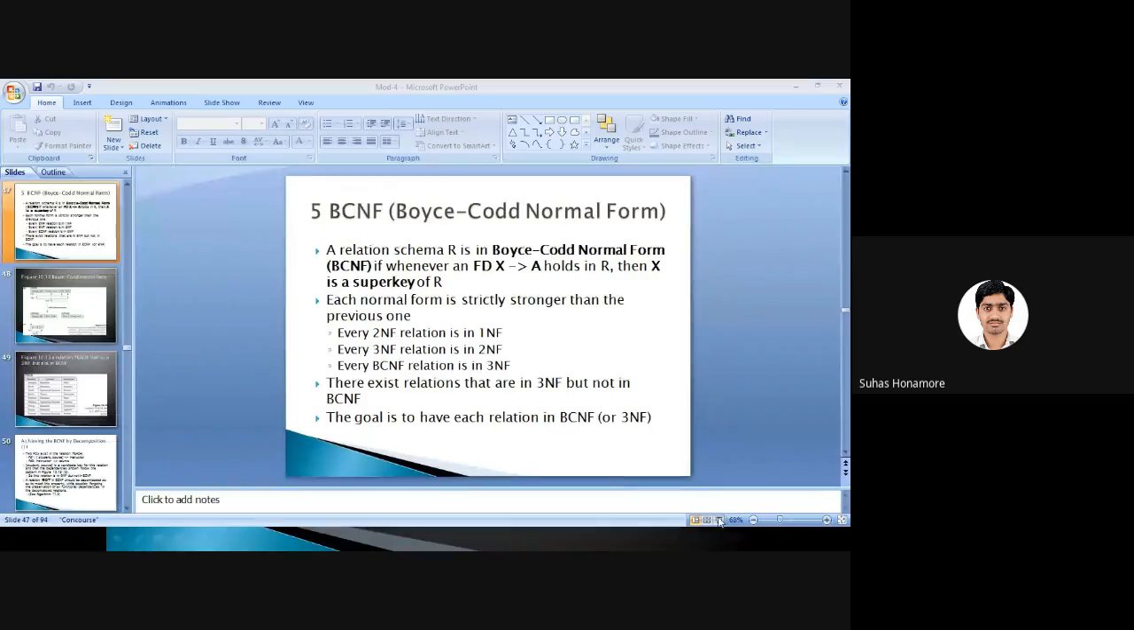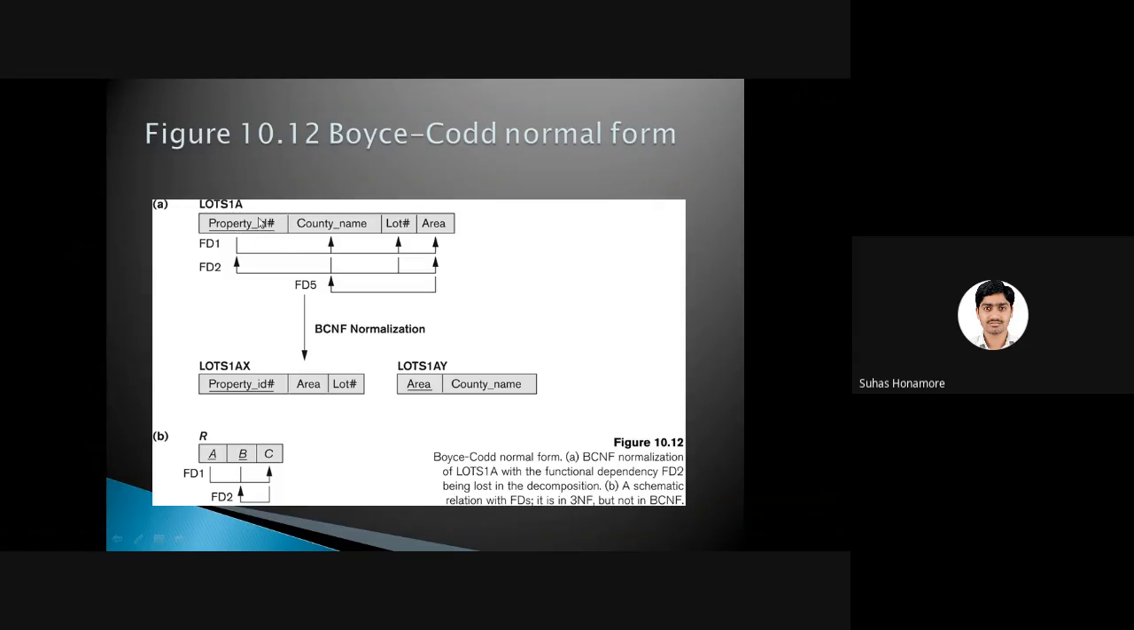The first one is property ID, and the second one is country name and lot number together as a candidate key. That's why we have these FDs, FD1 and FD2, and one more FD is given: from area we can derive the country name. This is the FD we have.